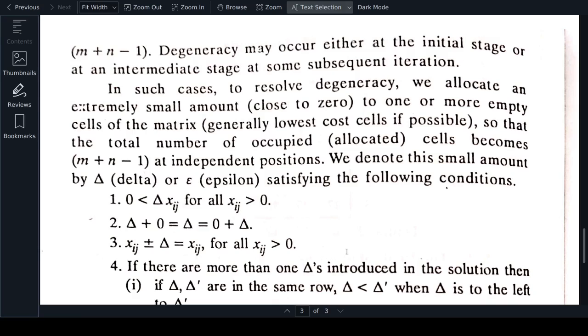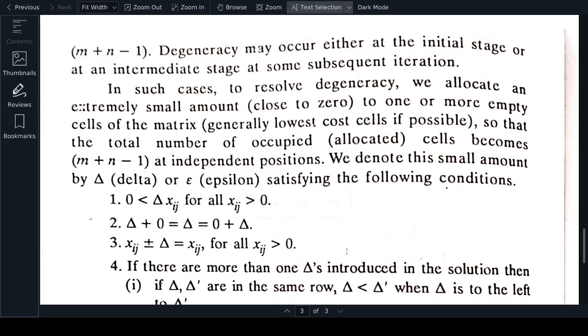We denote this small amount by delta or epsilon, anyone we consider. So we consider say delta, satisfying the following conditions. Condition number 1 is 0 less than delta, less than xij. xij means quantity, so xij is always positive, because suppose 1 kg, 2 kg like this, this cannot be negative.